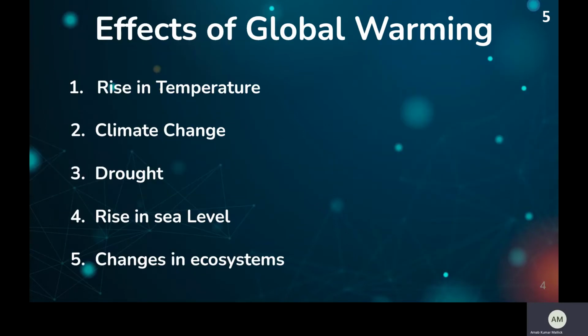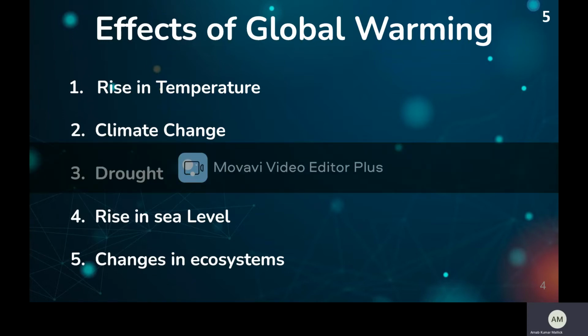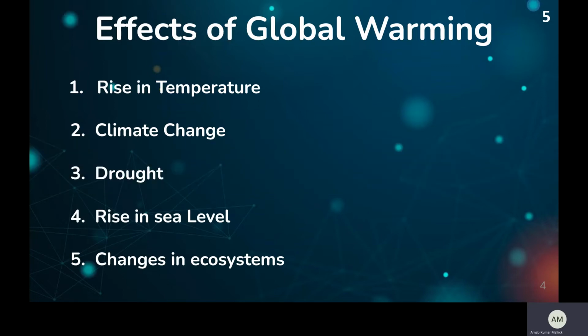The effects of global warming are very large because there is a gradual rise in temperature occurring. Climate change is inevitable with global warming, and also drought, rise in sea level, and changes in ecosystems are the key effects of global warming.